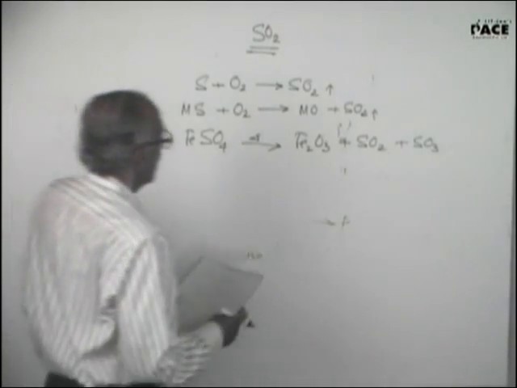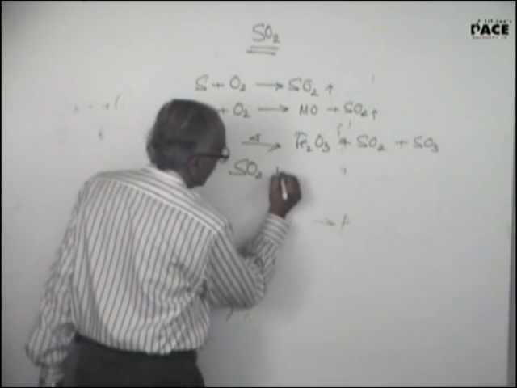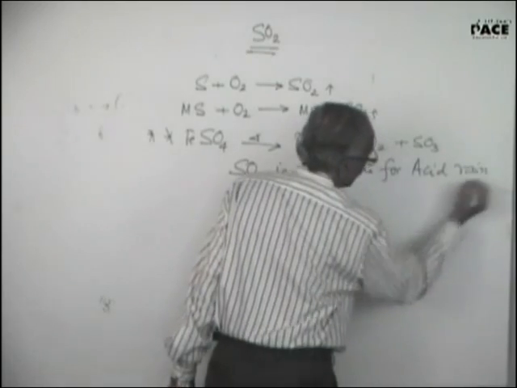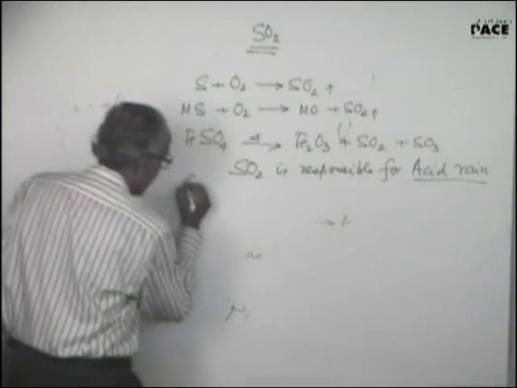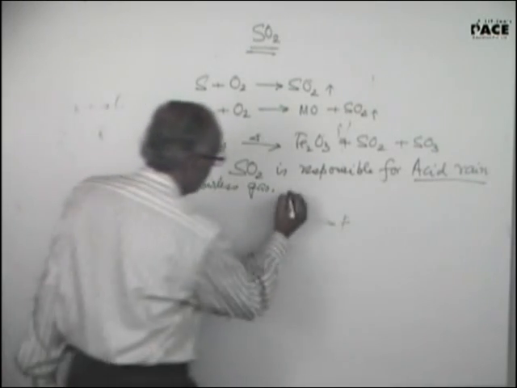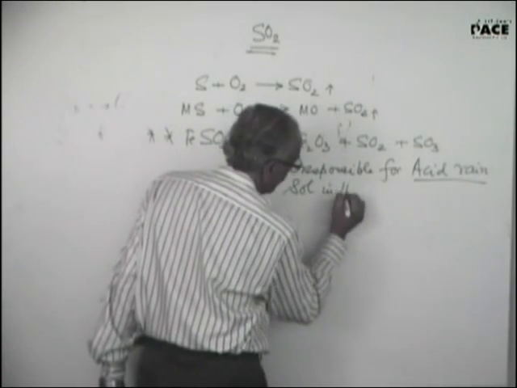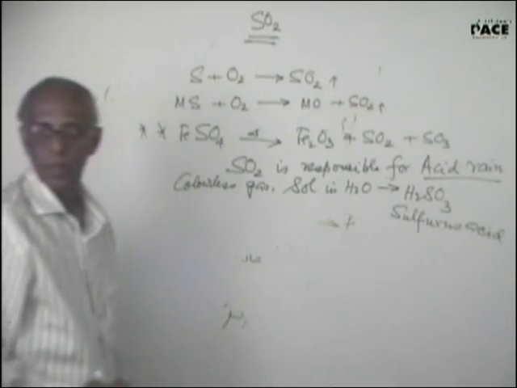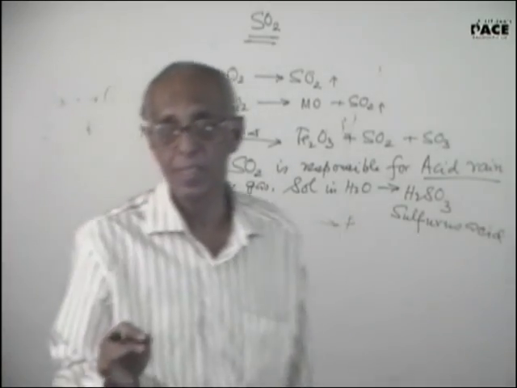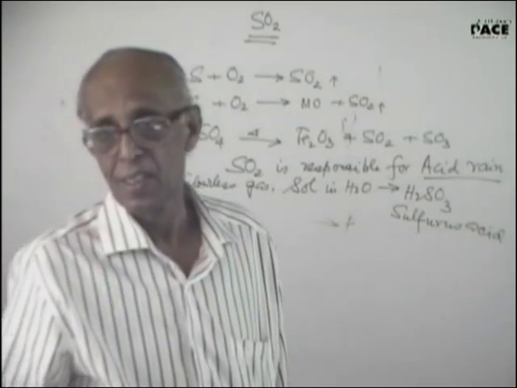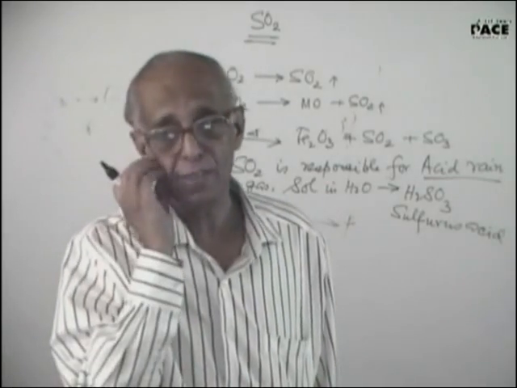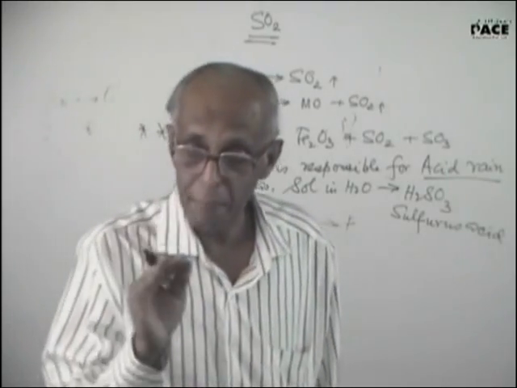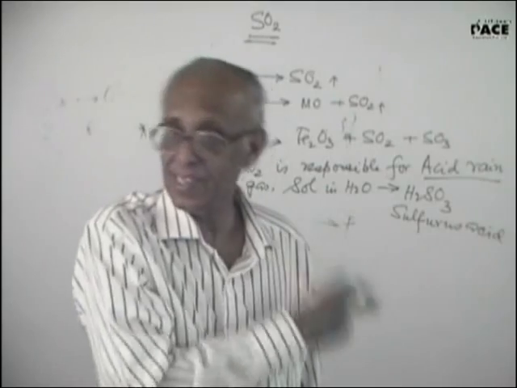Yes. Sulfur dioxide is responsible for acid rain. Sulfur dioxide is a colorless gas. It is soluble in water to give you sulfurous acid. So sulfur dioxide in water, remember it is an acid. So when permanganate reacts with sulfur dioxide in presence of water, don't write MnO2 as a product. You write Mn2 plus as a product because it is acidic.